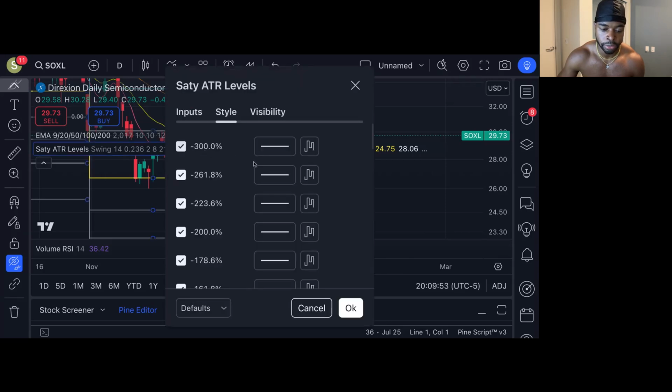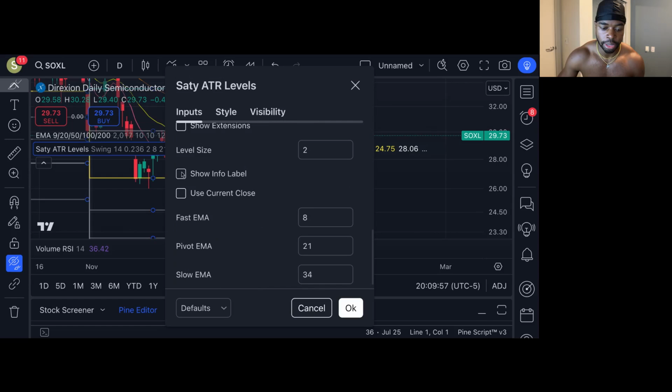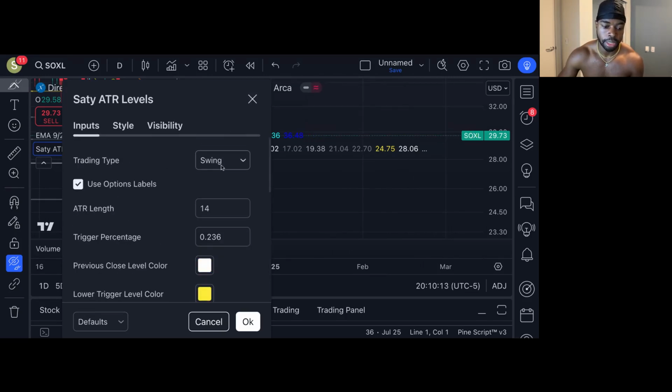I download it. And the only thing that I change in terms of input is it starts off with a show info label. And this tells you where like calls would be good, where puts would be good, the blue line, the yellow line. And then it tells you like the range, okay? But I take this label off. I don't like the label. That's the only thing I do differently.